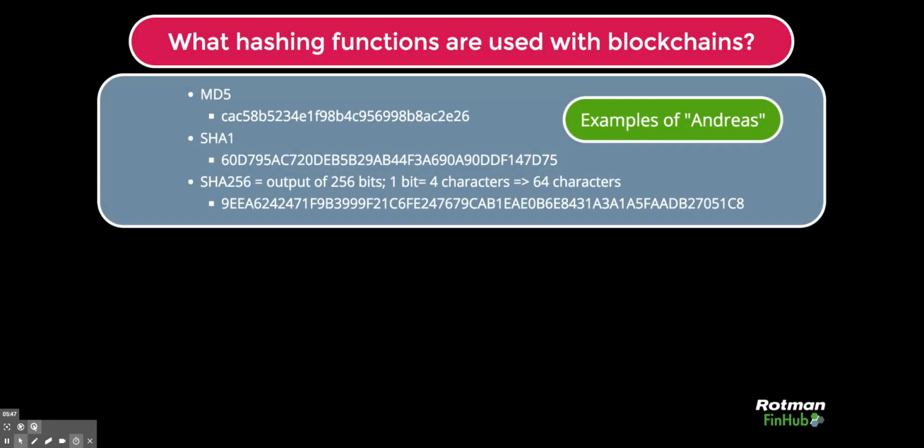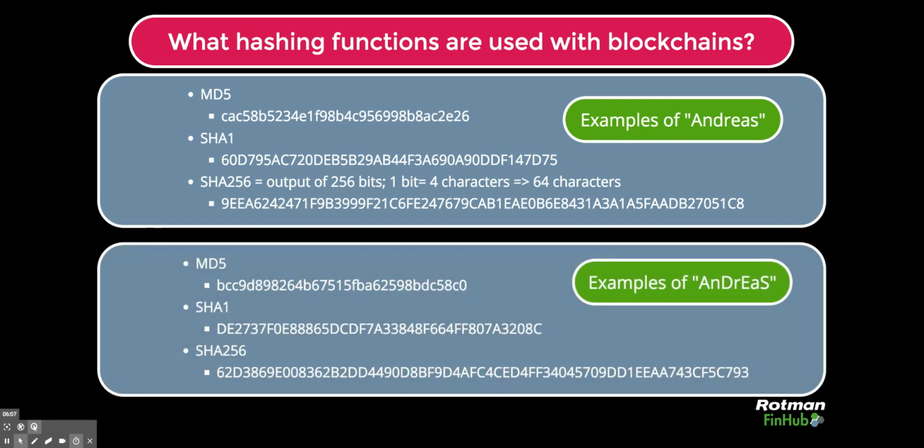Now let me just give you a few examples here. Let's take hashes of my name, Andreas. You have the MD5 hash. Then the next is the SHA-1 hash. And finally, you have the SHA-256 hash. As you can see, the number of characters in each of these hashes increases.